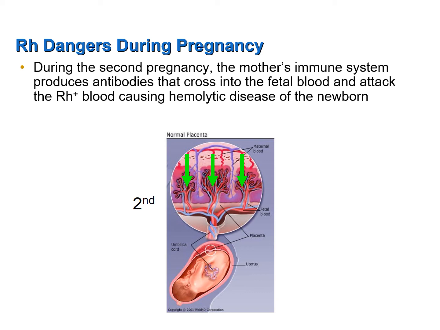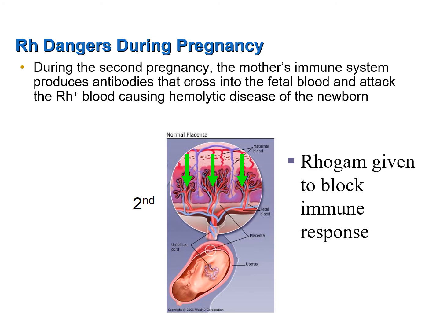To prevent sensitizing of an Rh negative mother in the first pregnancy, typically an injection of RhoGAM is given to block the immune response to the Rh antigen during the first pregnancy.